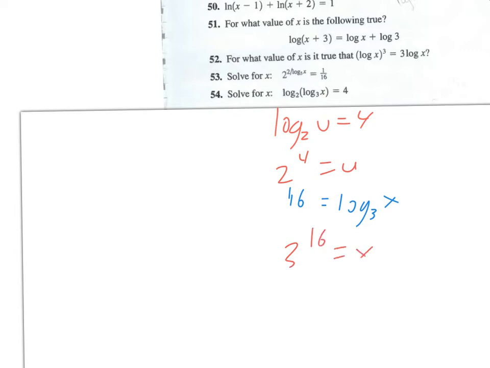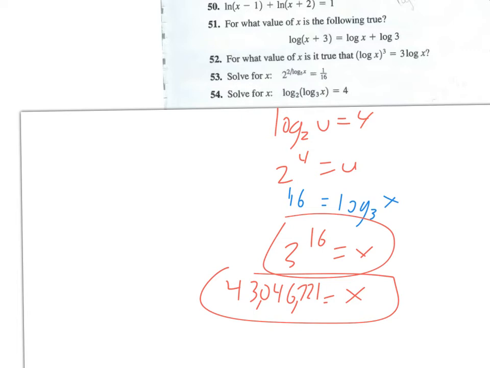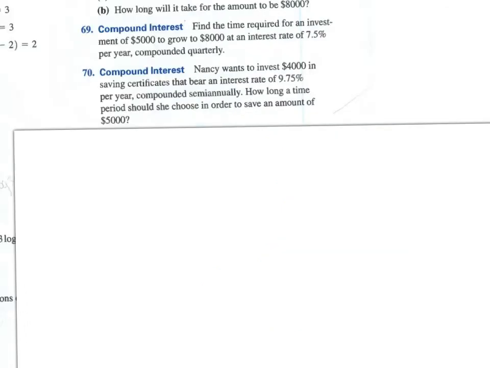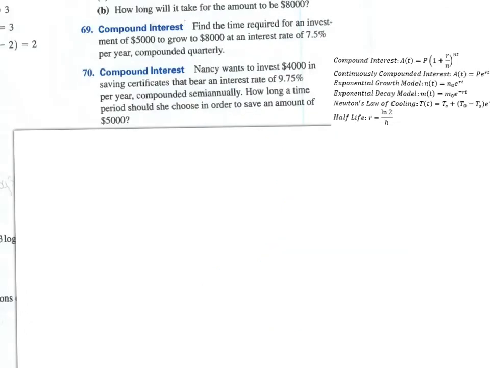And if you wanted a decimal, I think leaving it like that is fine, but if you wanted to actually compute it, it would be 43,046,721. So that's over 43 million. All right, so next up, number 70 here.